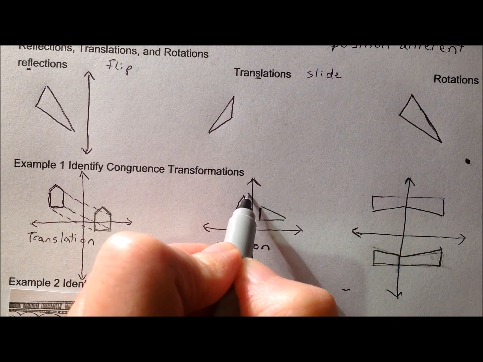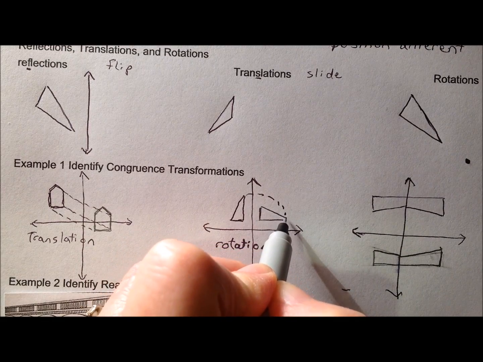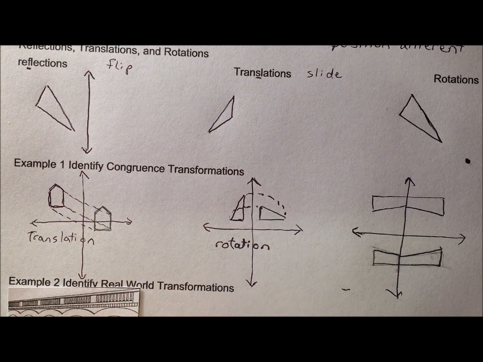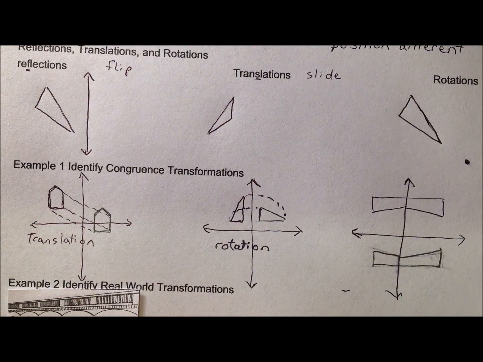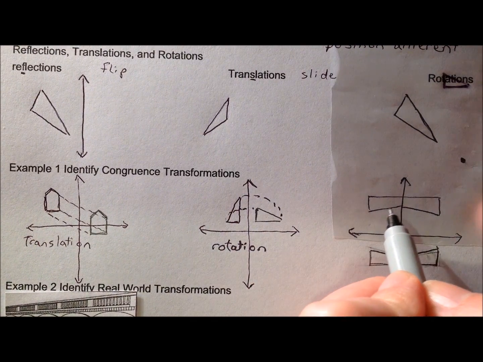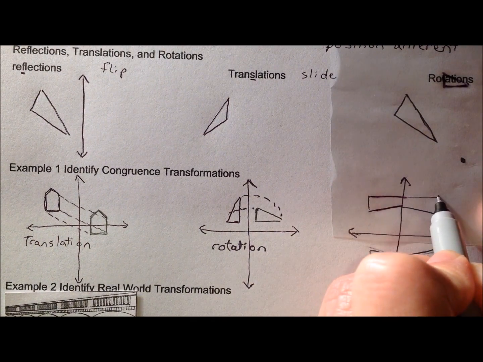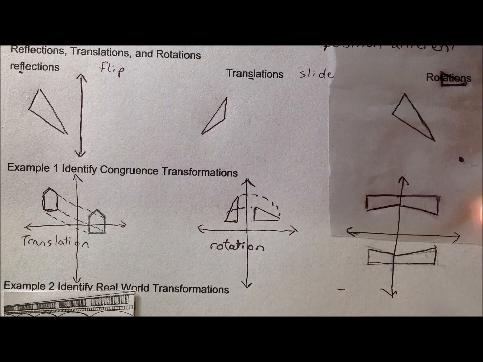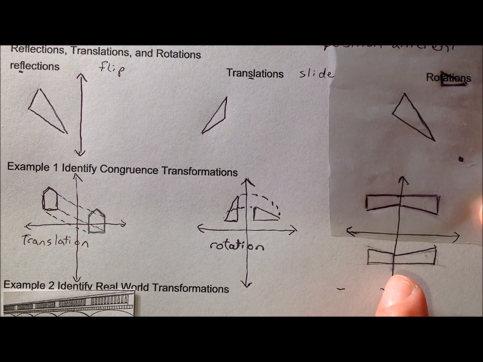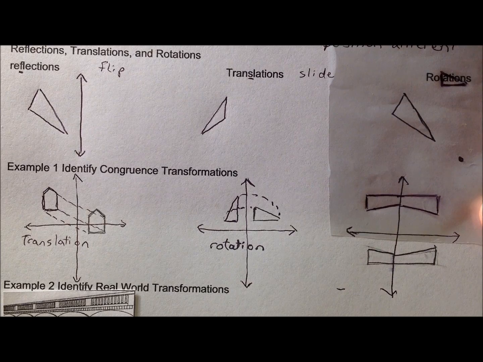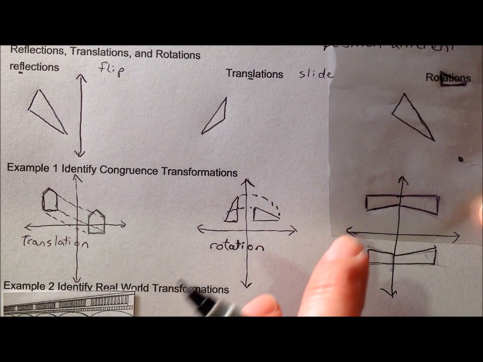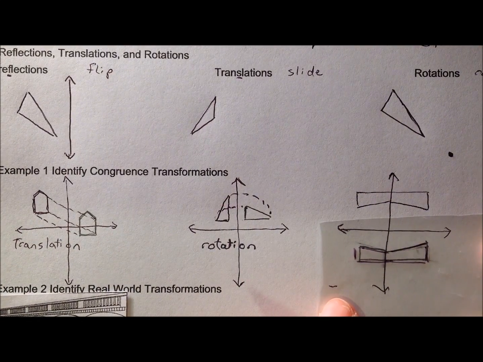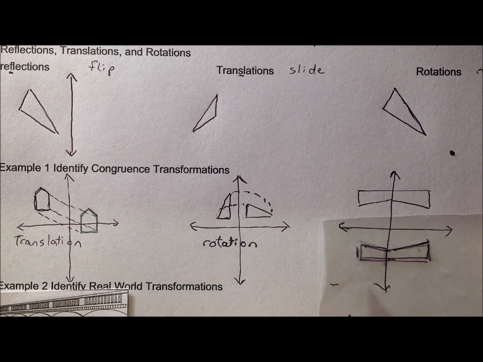This point was rotated around to here, and this point rotates around to there, so rotation. And lastly, let me copy my original figure here. And what am I going to have to do? What kind of transformation am I going to have to do to have it map onto my new image? I'm going to have to flip it. So there we have a reflection.